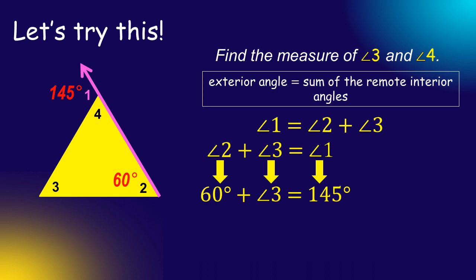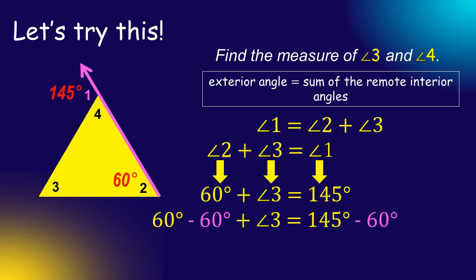First is we are going to use APE here para ma-eliminate natin si 60 degrees from the left side of the equation. So we have 60 degrees minus 60 degrees plus angle 3 is equal to 145 degrees minus 60 degrees. Simplifying this equation, 60 degrees minus 60 degrees is equal to 0. So matitira na lang sa kaliwa is angle 3. And then, 145 degrees minus 60 degrees, the answer is 85 degrees. So therefore, angle 3 is equal to 85 degrees.